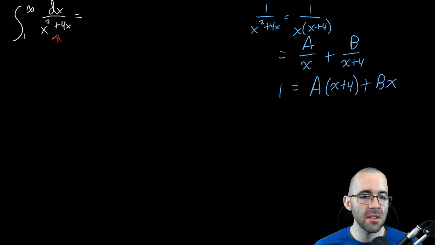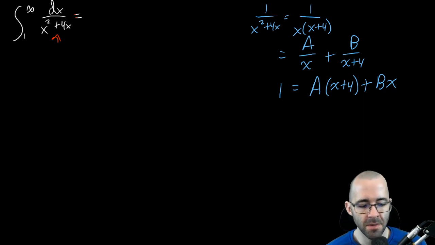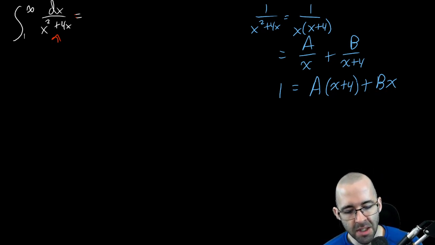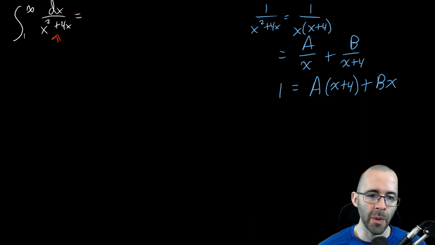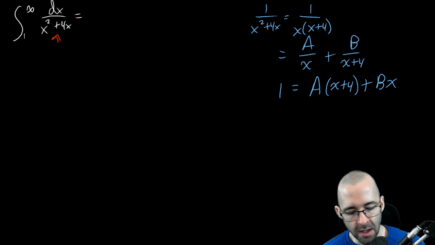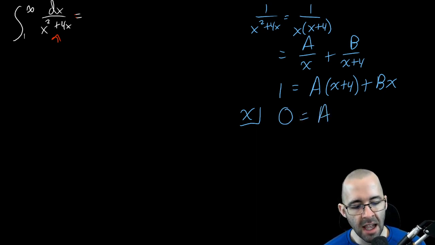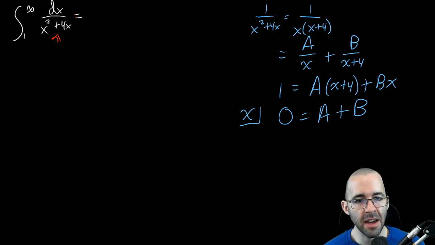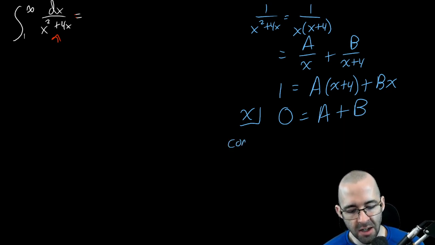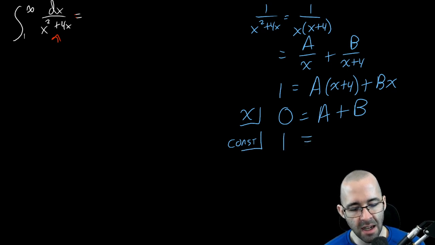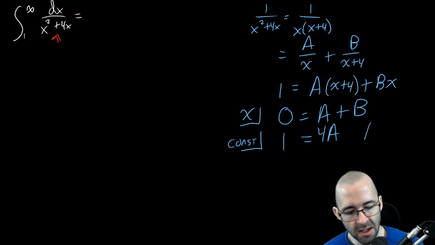Now we can either equate coefficients or use strategic substitution. If we use strategic substitution, we'd plug in x equals -4, we'd plug in x equals 0, and we get a and b. But let's look at the other way, because I don't do the other way a lot, so it's good practice. Let's look at the terms of x. What are the coefficients of x? 0x is on the left-hand side, ax is on the right-hand side, and bx is on the right-hand side. Now, if you look at our constants, we have a 1 on the left-hand side and a 4a on the right-hand side. That tells us that a is a quarter.